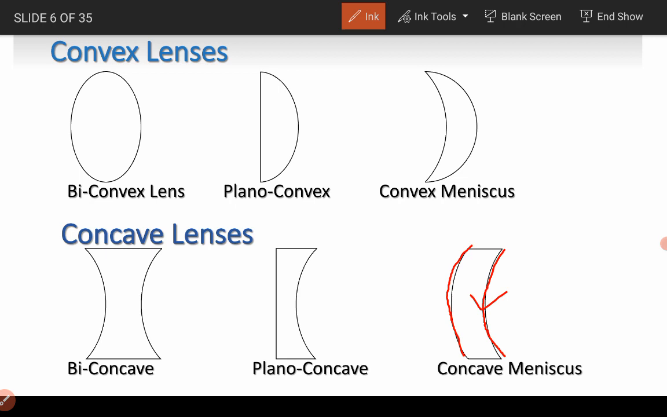Alright, so for today we stop here. We are going to look at the working of lenses in our next lesson.